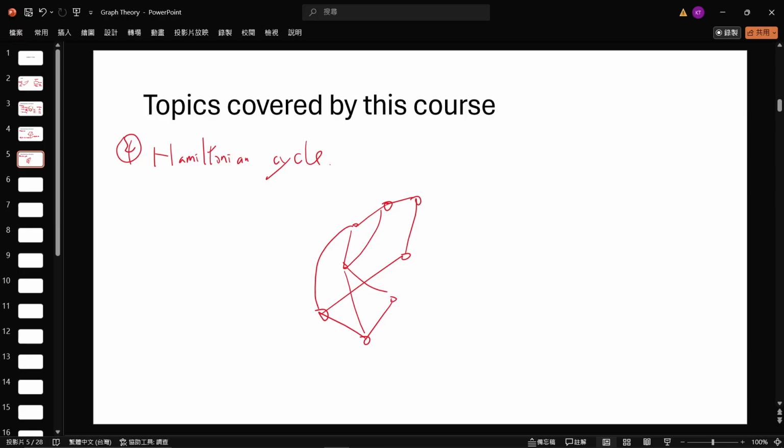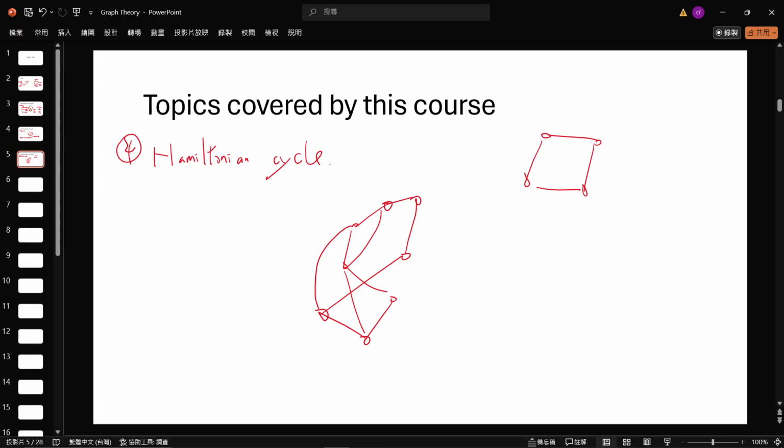Okay, so this is a graph. Then the Hamiltonian cycle problem wants to find a cycle. Well, a cycle is just like this. Okay, so you start from one vertex and follow an edge to another vertex, and so on, and then you go back to where you start. Okay, that's a cycle.